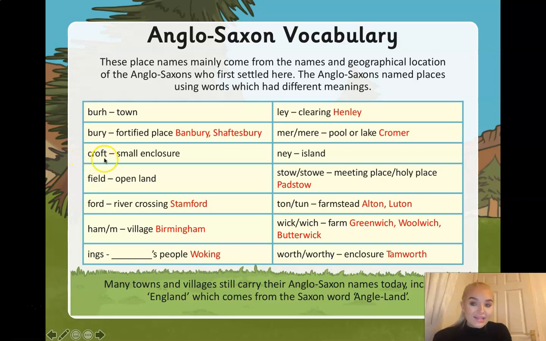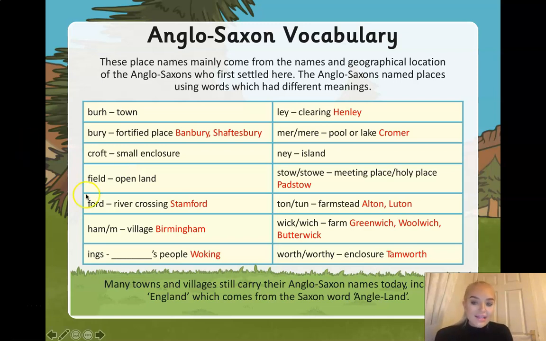If a place ends in croft, it means that it's a small enclosure. So this might be like a small area, like a farm, for example. Okay. Another one, field. If a place ends in field in the Anglo-Saxon times, they know that it's going to be a place which has got open land. So lots and lots of land spread around.